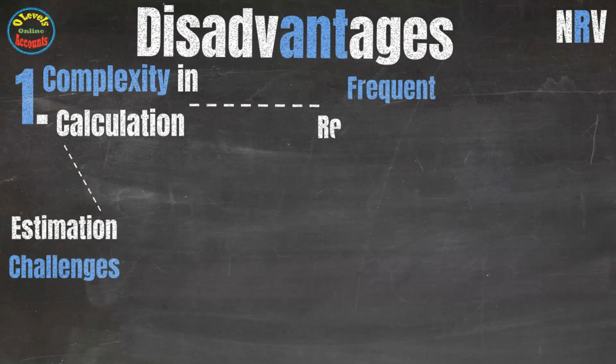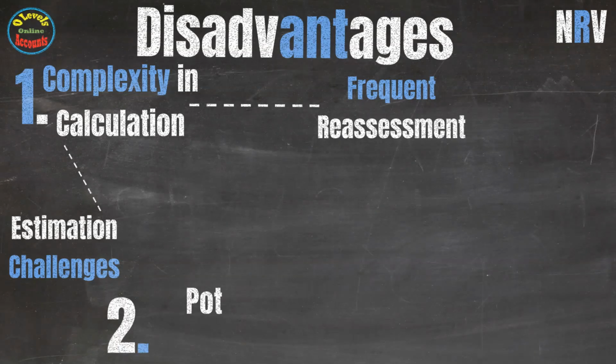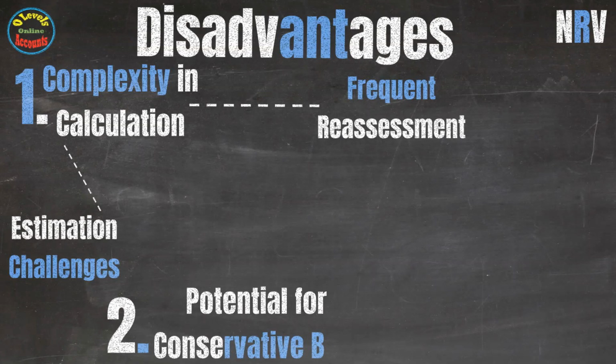The need to continually reassess the net realizable value can add to the complexity and administrative burden, especially for companies with large and diverse inventories. The second disadvantage is potential for conservative bias. In this we have a further two subpoints.